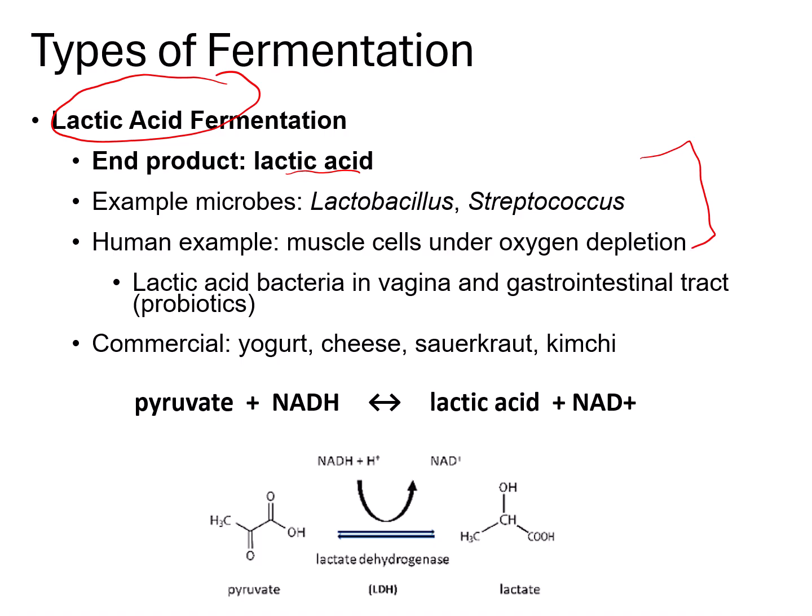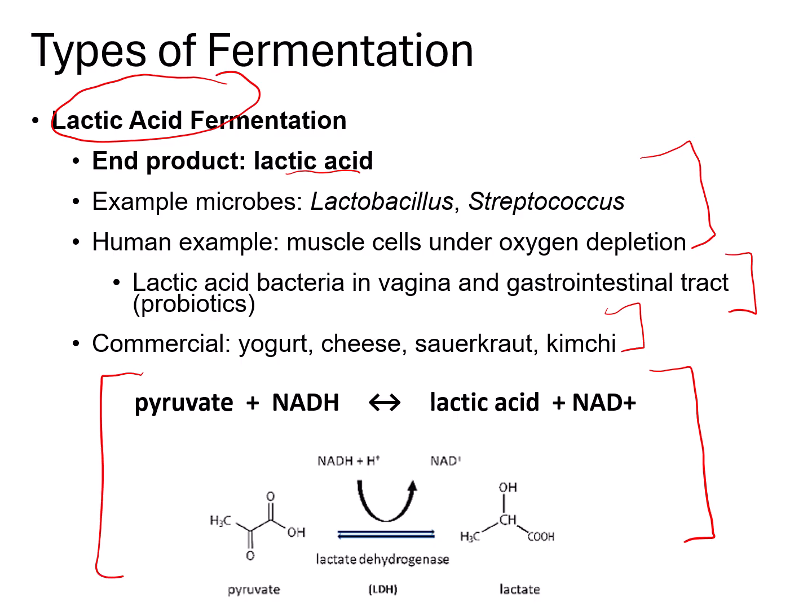So in humans, we have many lactic acid bacteria inside our bodies, such as in the vagina and the gastrointestinal tract. In terms of products, we often use lactic acid bacteria to produce foods such as yogurt, cheese, sauerkraut, or even kimchi. And here's an example of the chemical reaction for lactic acid fermentation.